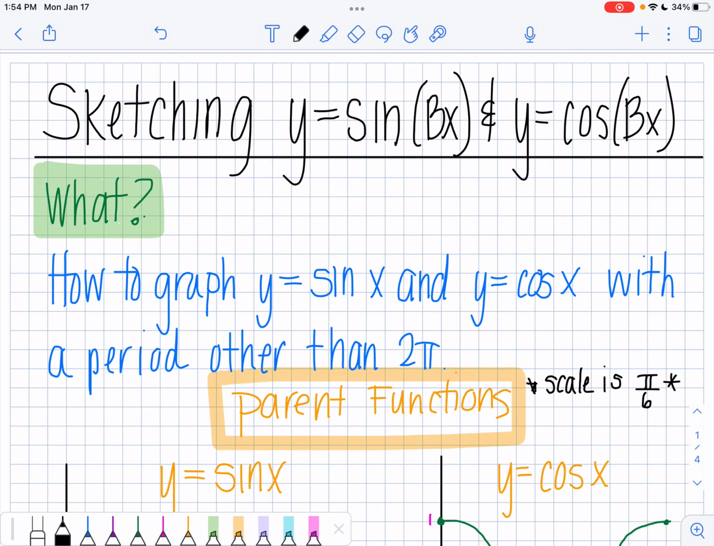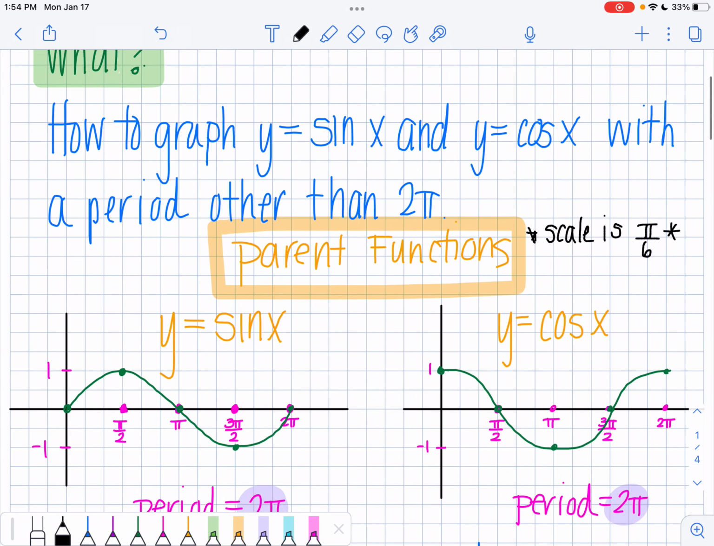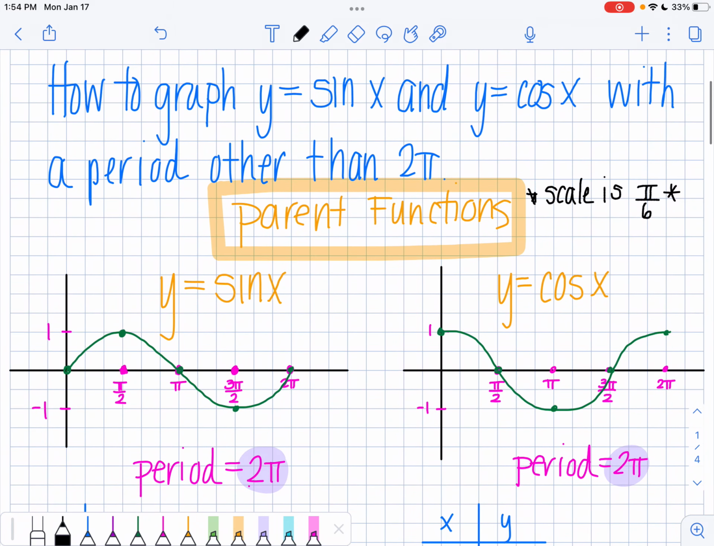In this video, we're going to talk about how to graph y equals sine of bx and y equals cosine of bx. So what does that mean? It means we're going to take our functions, sine and cosine, and change the period so that it's no longer 2 pi. The sine and cosine functions both have a period of 2 pi, which means that's how often their wave repeats. That's how long it takes for the wave to repeat.